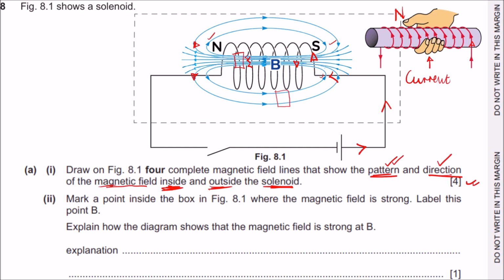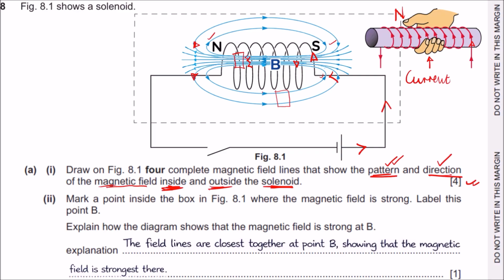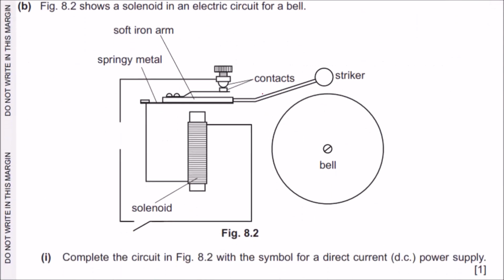Hence, we have more field lines per unit area inside the solenoid than outside the solenoid. Hence, the field is stronger inside the solenoid. So your explanation was the field lines are closest together at point B, showing that the magnetic field is strongest over there. Let's move on to part B.